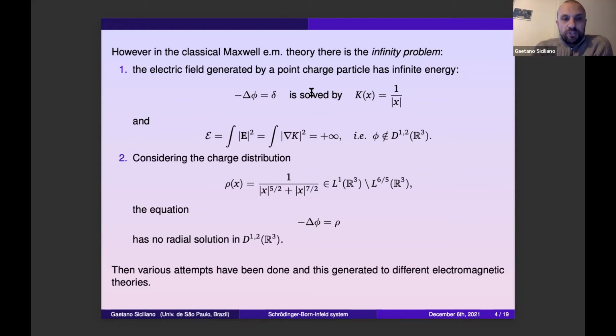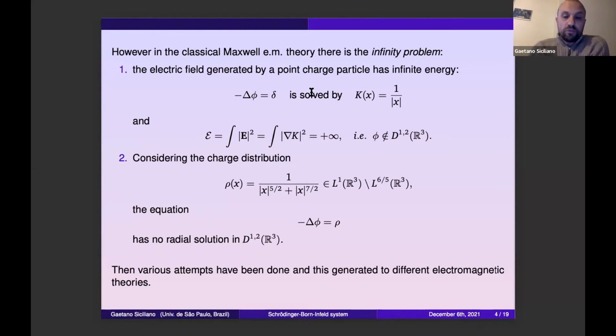Take a charge density rho, which is this function here, and you have the equation minus Laplacian of phi equal to this rho. This rho is in L^1 in the whole space, so it is a good density of charge, because the integral, which is the total charge, is finite in the space. This function is not in the Lebesgue space L^{6/5}. And in fact, this equation has no radial solution in D^{1,2}. That is what you want.